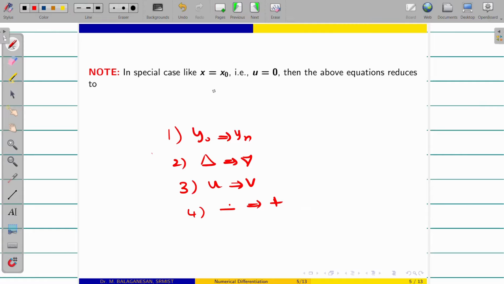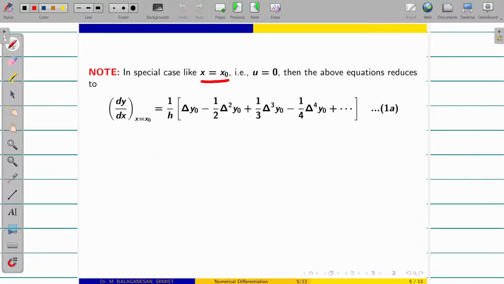Now, we have one condition: at x equal to x naught, what will happen? You no need to memorize this formula separately. If you know the formula for the first derivative, second derivative, third derivative, from that only we are going to substitute this value. If x equal to x naught, what is the formula for u? u is equivalent to x minus x naught divided by h. Now x equals x naught, so x naught minus x naught divided by h, the value will be 0. So u is 0. We have to put u equal to 0 in the first derivative, and we can get this formula.